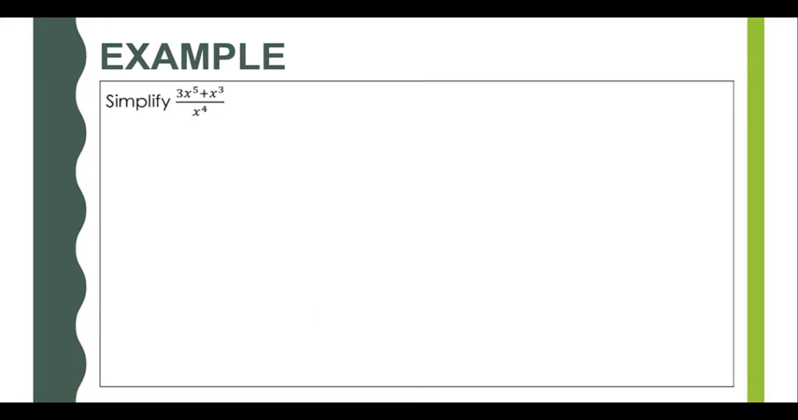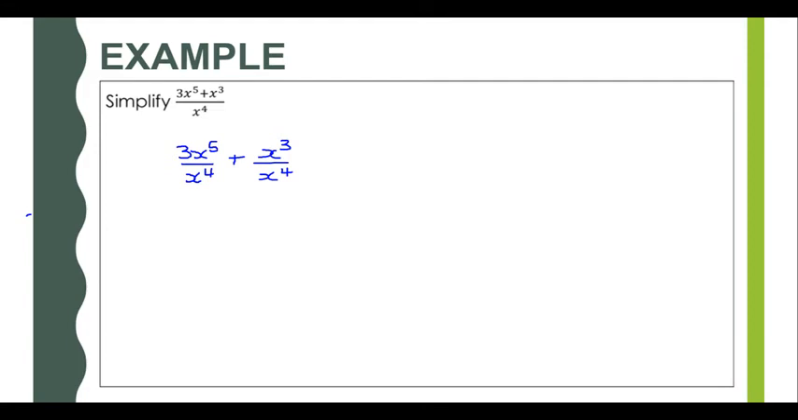In this question, we have one term on the bottom of our fraction, so we can divide each of the terms on the top by this, which gives us 3x to the power of 5 divided by x to the power of 4 plus x cubed divided by x to the power of 4. We can now use our index laws.